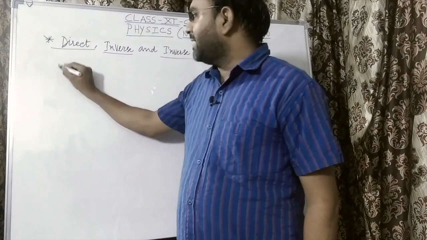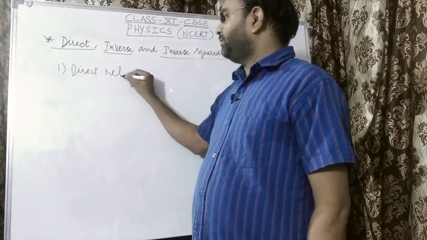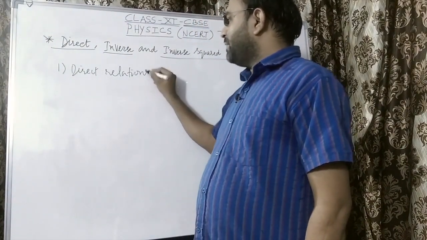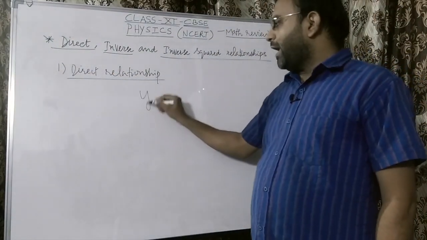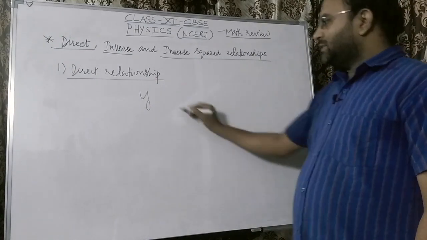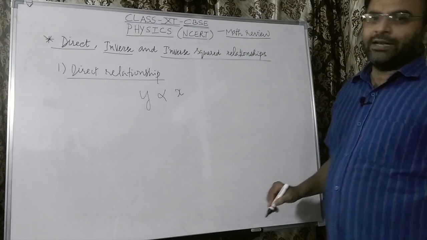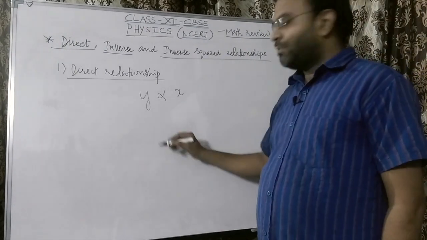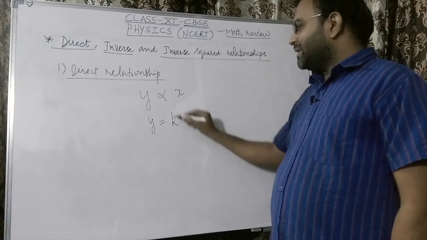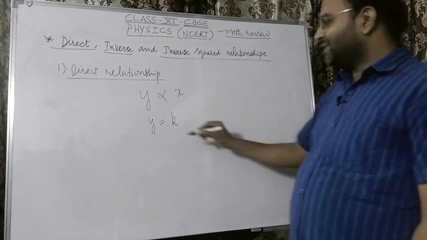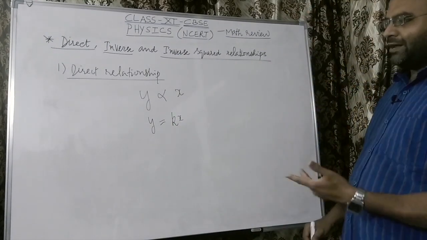First, let us deal with the direct relationships. What is a direct relationship? A direct relationship is one in which a physical quantity, let's say y, on the left hand side is directly proportional to another physical quantity, let's say x, on the right hand side. Therefore, they are related by a proportionality constant, let's say k. To write this proportionality relationship as an equation, we write y is equal to kx. So, this is a direct relationship.